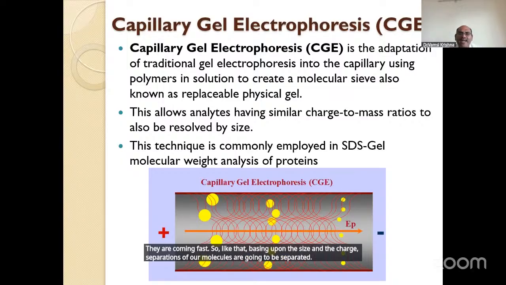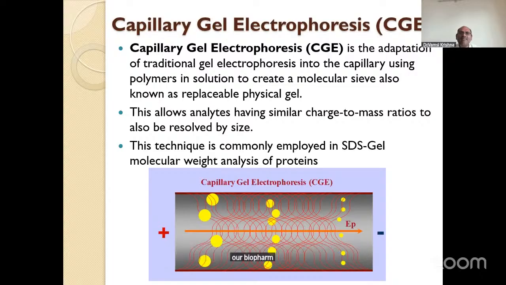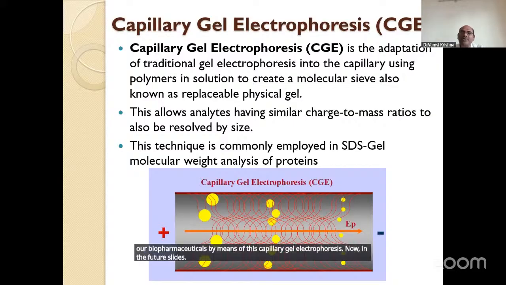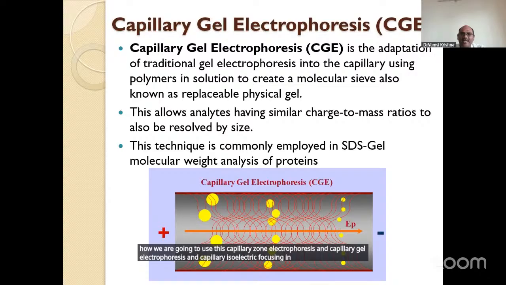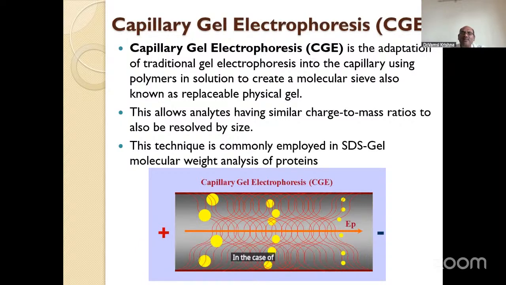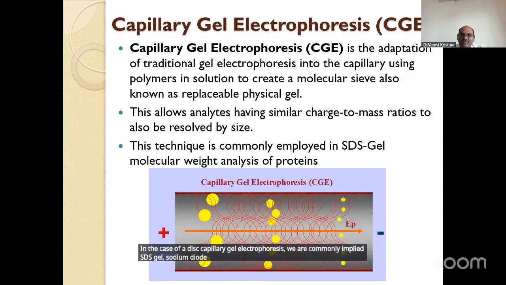We are going to analyze our biopharmaceuticals by means of this capillary gel electrophoresis. Now, in the future slides, we will discuss how we are going to use capillary zone electrophoresis, capillary gel electrophoresis, and capillary isoelectric focusing in biopharmaceutical analysis. So this is the simple form of capillary gel electrophoresis. In this capillary gel electrophoresis, we commonly employ SDS gel, sodium dodecyl sulfate gel electrophoresis, for determining the molecular weight of our proteins or peptides.